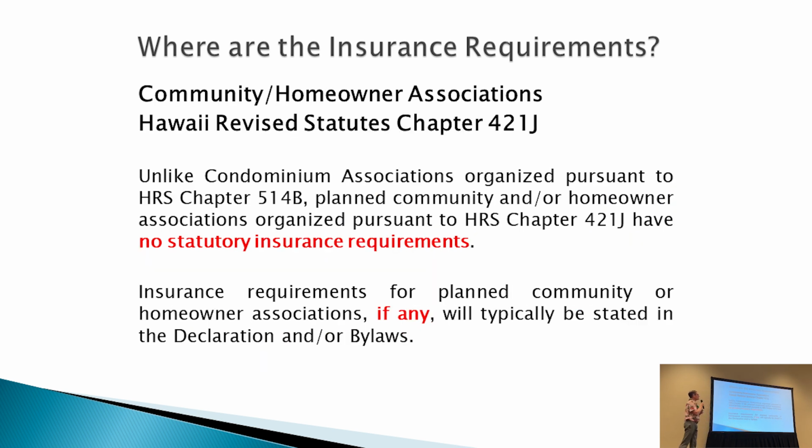Community and Homeowner Associations, Chapter 514B, 421J. This will be one of my briefest discussions today, ladies and gentlemen. Unlike 514B associations, planned community associations and homeowner associations organized pursuant to 421J have no statutory insurance requirements. Insurance requirements for planned community or homeowners associations, if any, will typically be stated in the declaration and or the bylaws. I have 2 community associations that have no insurance requirements for owners. None. The board still insures the common areas or common elements, wherever they're described in the 421J, but they don't insure anything else at the project.